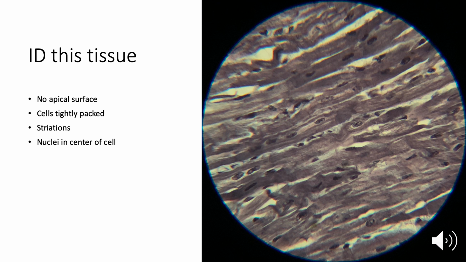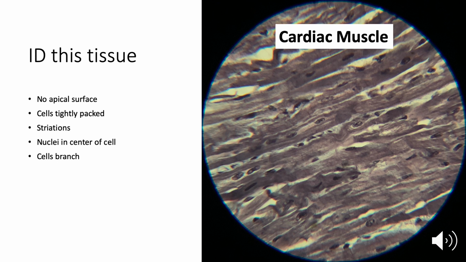And because we have striations and the nuclei are located in the center of that cell, that tells me that this must be cardiac muscle. And for cardiac muscle, we'll also see branching of those muscle cells. Like our other muscle cells, this functions for movement, generating heat, and for posture.